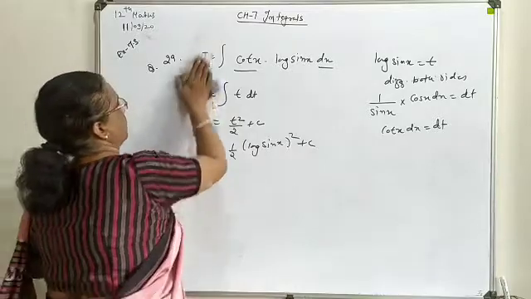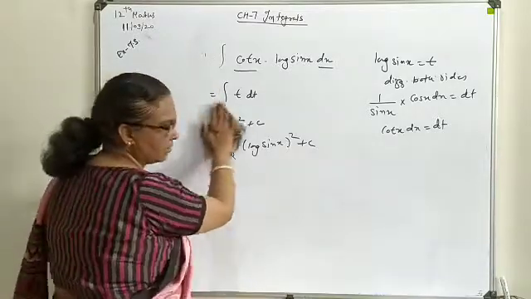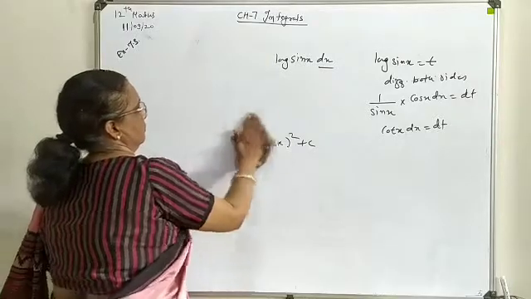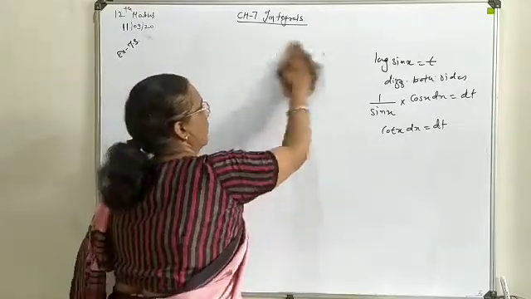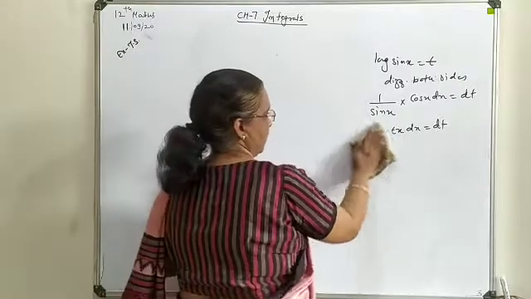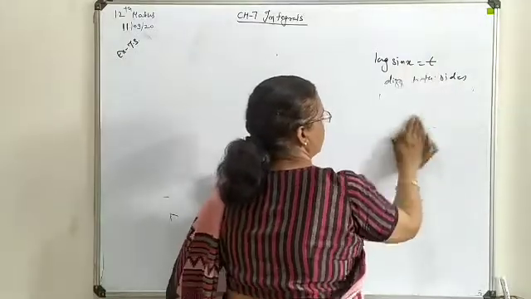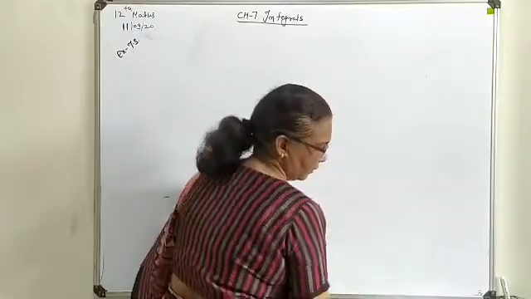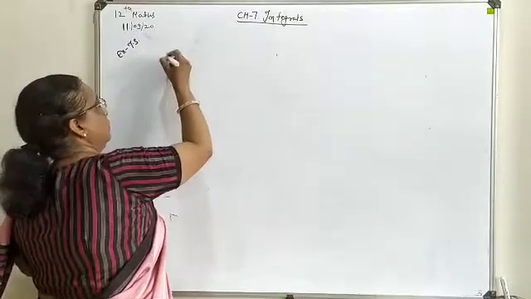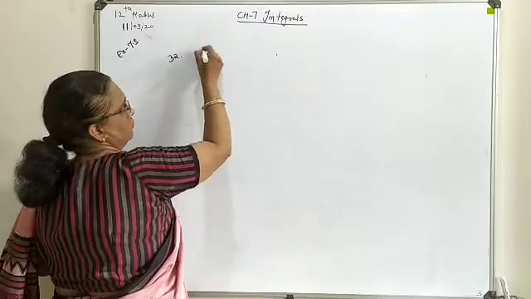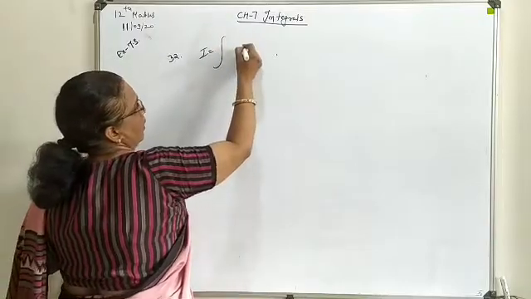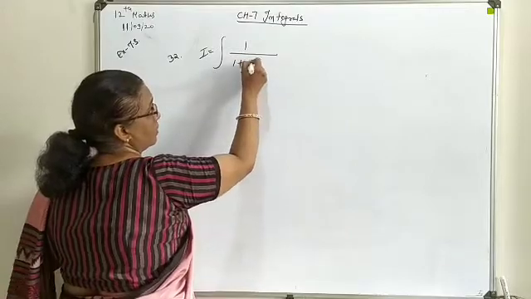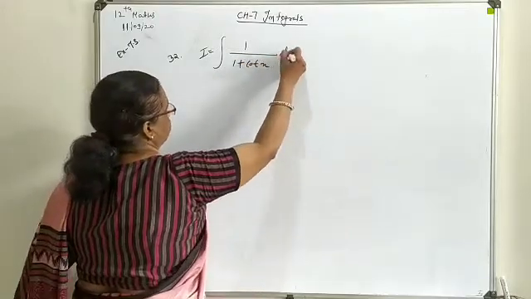Now next and quite important form we are going to discuss, that is question number 32. 32 and 33 both are of the same category, only the combinations are changed. In 32, this is available as 1 upon 1 plus cot x.